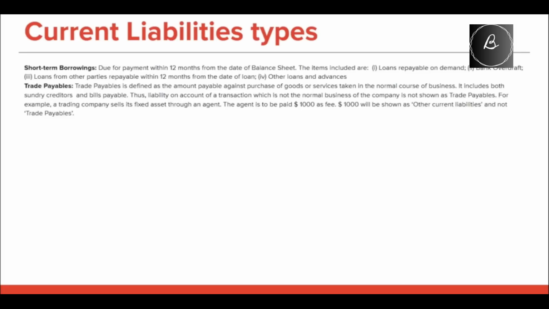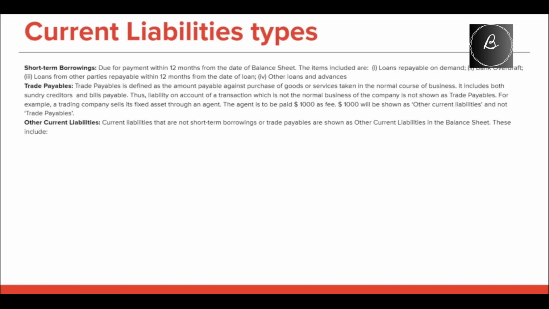Thus, liability on account of a transaction which is not the normal business of the company is not shown as trade payables. For example, a trading company sells its fixed asset through an agent. The agent is to be paid $1,000 as a fee. The $1,000 will be shown as other current liabilities and not as trade payables, as they do not fall under the purchase of goods or services which is taken under the normal course of the business.